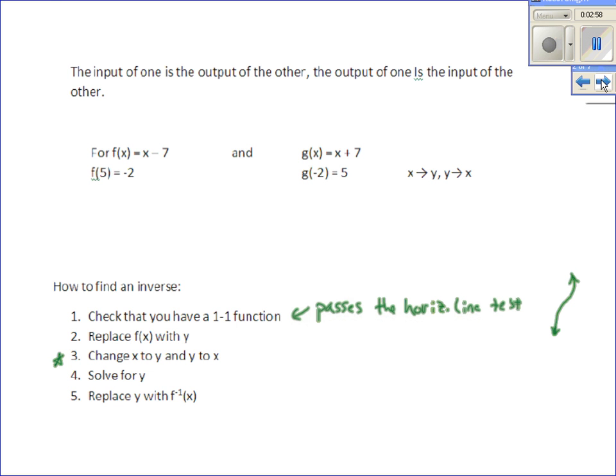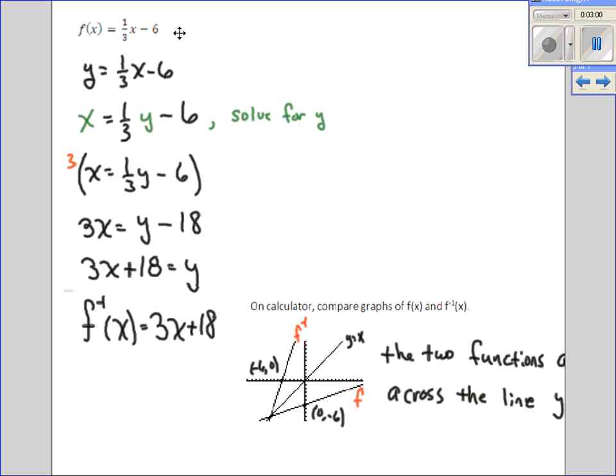So let's get to an example. This one's a linear function. F of x is 1/3 x subtract 6. And first thing I'm going to do is just rename it, call f of x y. And then the critical step here, I'm going to change my y into x and my x into y, and now I'm going to solve for y. So I can clear fractions, add the 18 to the other side, and I get the y by itself. And so this is my inverse function, 3x plus 18.